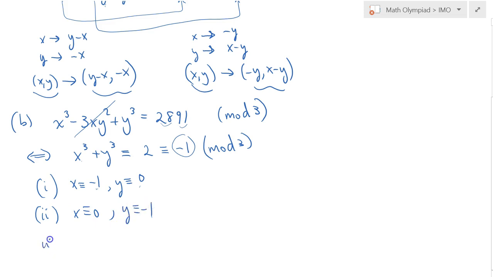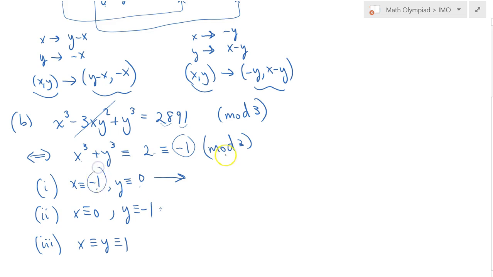The only difference is the third case, which is x and y are both congruent to 1, so x cubed plus y cubed adds up to 2. Let's investigate the first case and show its impossibility. It would imply immediately that the second case is also impossible because of symmetry.